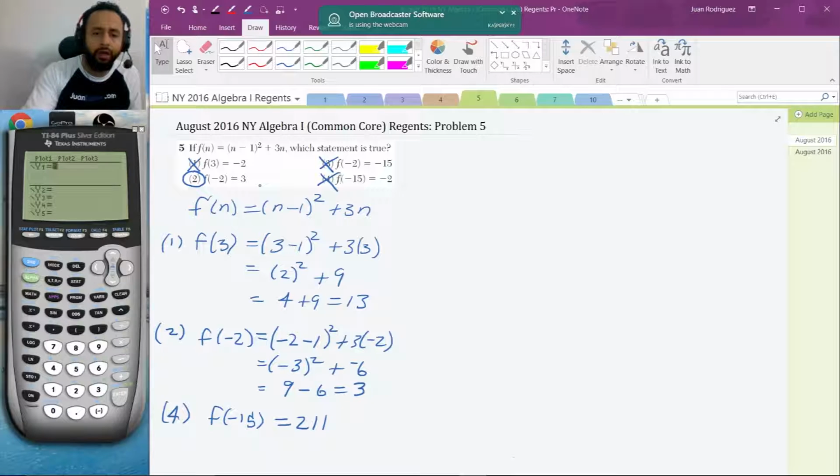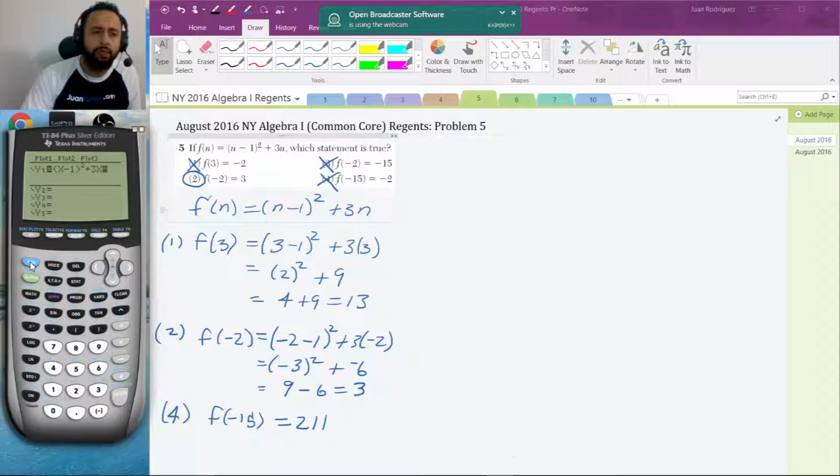So f of n equals, let's see if I can type into the keyboard. Nope, doesn't let me. Parentheses, and of course you use x, x minus 1, close parentheses, squared, plus 3x.